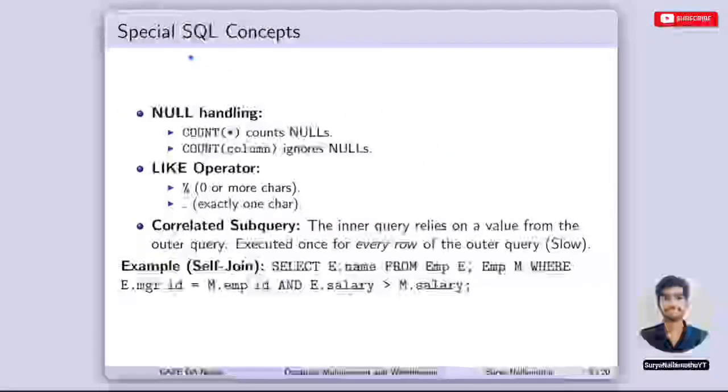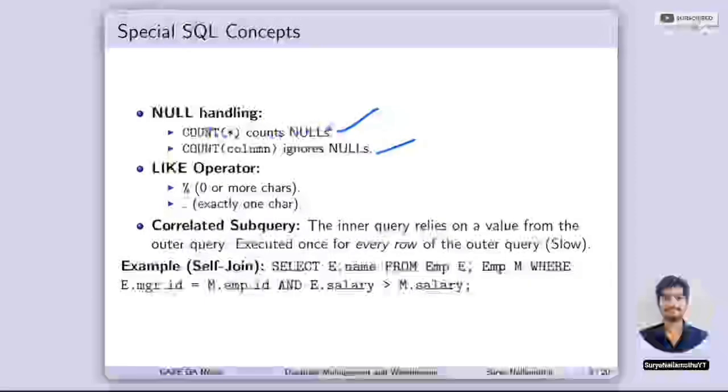Next, the special SQL concepts are null handling, the like operator, and the correlated subquery. It is a simple example statement. Let us explain very simply. Count of star helps to count the nulls. Count of column helps to ignore the nulls. If we apply this statement, it counts the null values, and if we apply this statement, it ignores the null values.